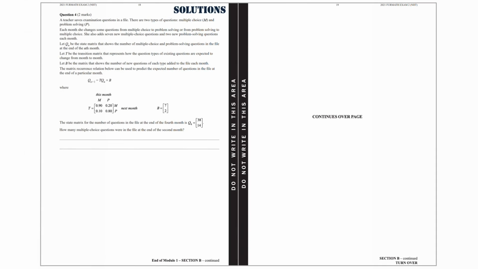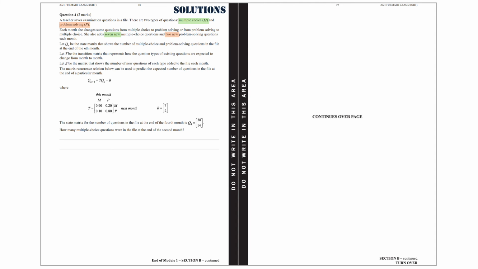Question 4. A teacher saves examination questions in a file. There are 2 types of questions: multiple choice and problem solving. Each month, she changes some questions from multiple choice to problem solving, or from problem solving to multiple choice. She also adds 7 new multiple choice questions and 2 new problem solving questions each month.